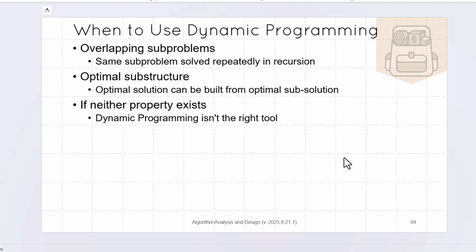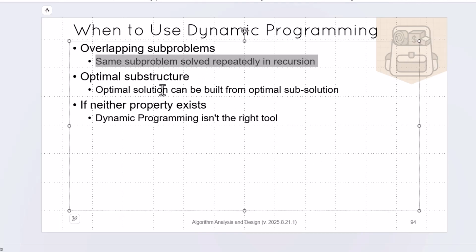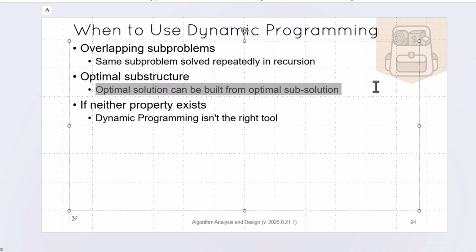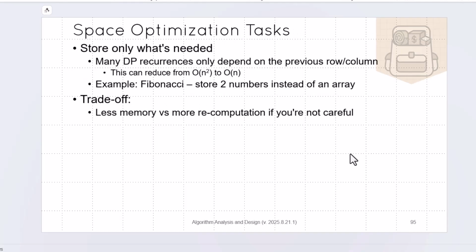When do we use dynamic programming? Overlapping subproblems: the same subproblem solved repeatedly. Optimal substructure, mentioned before. We'll mention it again in the summary, I'm sure. The optimal solution can be built from the optimal subsolutions. And if either property doesn't exist, dynamic programming is not the right tool.